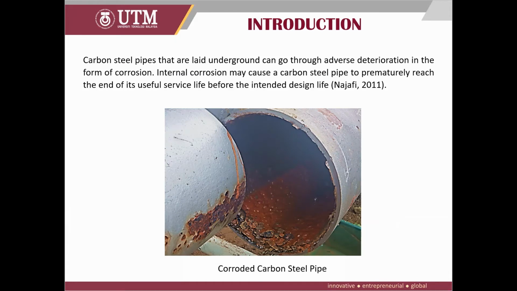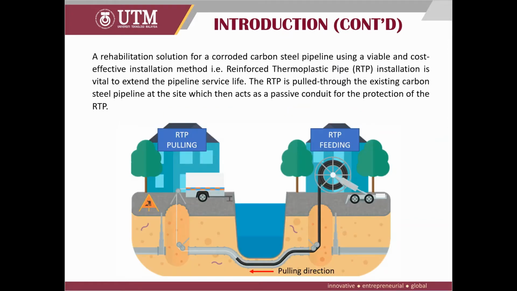As an introduction, carbon steel pipes that are laid underground can go through adverse deterioration in the form of corrosion. Internal corrosion may cause a carbon steel pipe to prematurely reach the end of its useful service life before the intended design life. A rehabilitation solution for a corroded carbon steel pipeline using a viable and cost-effective installation method, for example reinforced thermoplastic pipe (RTP) installation, is vital to extend the pipeline service life.